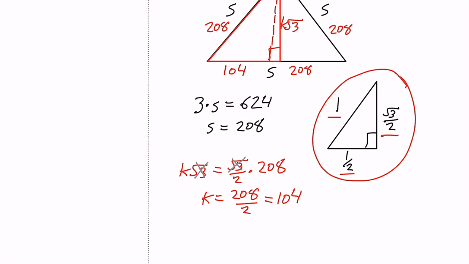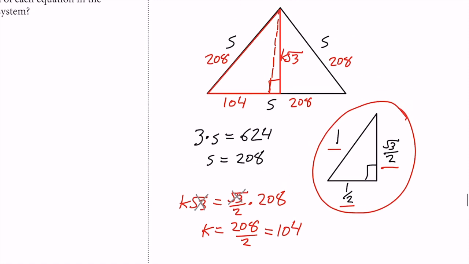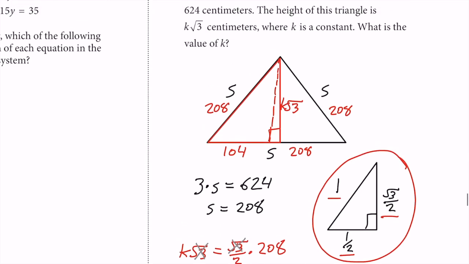That's k root 3 is equal to root 3 over 2 times 208. We can just solve for k, and then k is equal to 104. So that's how we go through that question, knowing that the triangle is a 30, 60, 90 right triangle, and then using that to solve the problem.